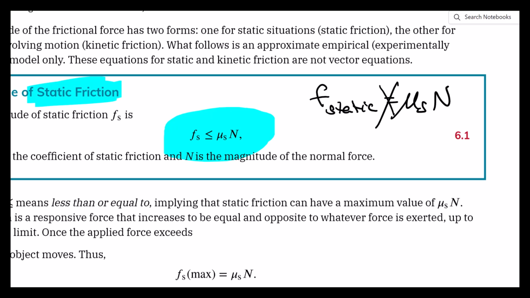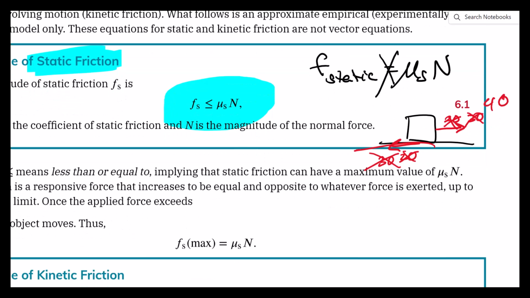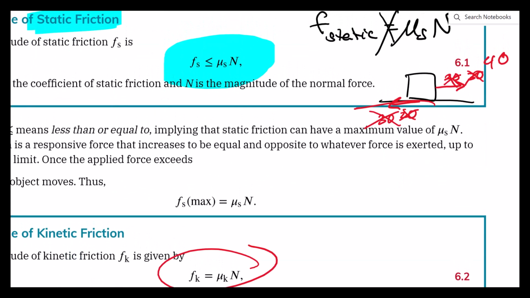That's the maximum. I've shown this in another video, but basically, if the box is sitting here not doing anything, then there's no static friction. But if I start pulling on it and it doesn't want to move, then it can resist. If I pull on it at 20, it can resist to 20. If I pull on it at 30, maybe it can resist to 30. But maybe if I pull at 40, it can't resist anymore, and then it starts moving, and now it resists at the kinetic friction, which is mu sub k times n.